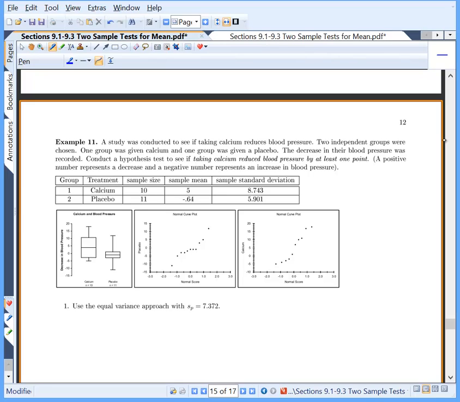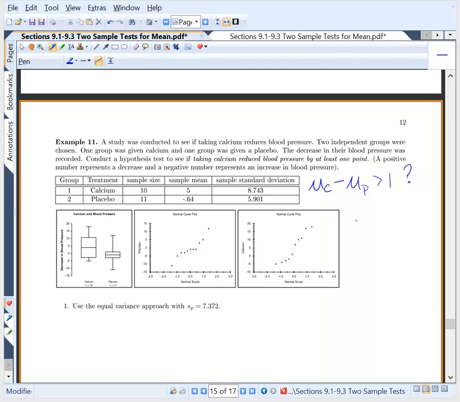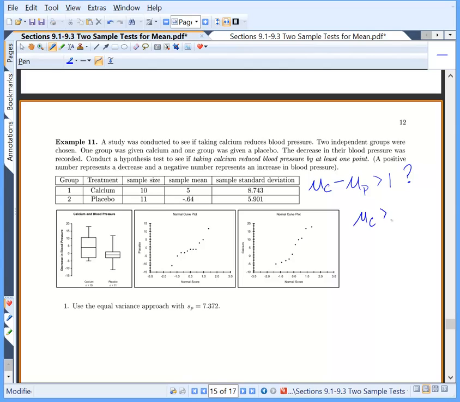Now I made a typo here when I wrote this, but what I want you to do is see if taking calcium reduced blood pressure by more than 1 point, more than taking the placebo did. So basically what I'm asking you for here is the mean for the calcium minus the mean for the placebo greater than 1. Okay, so that's what I'm asking. Did taking the calcium reduce your blood pressure by more than 1 point more than the placebo group did? Now this is different than everything we've done because it's not just the mean for calcium greater than the mean for the placebo.